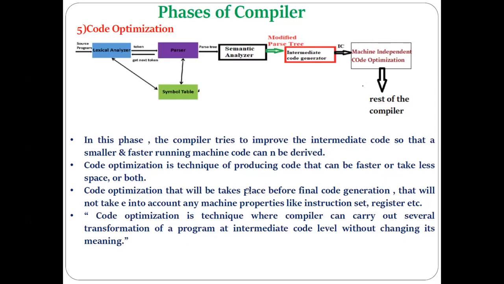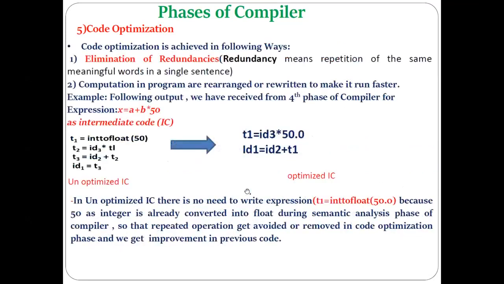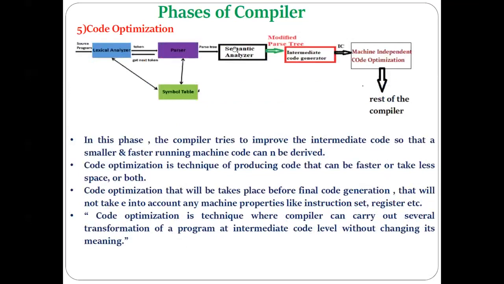So that is the task of code optimization. Now here you can see I have shown the code optimization. Code optimization will generate the optimized code, and that will be given as an input to the next phase of the compiler. That will be our last phase, that is the code generation. We'll see that in the next lecture.